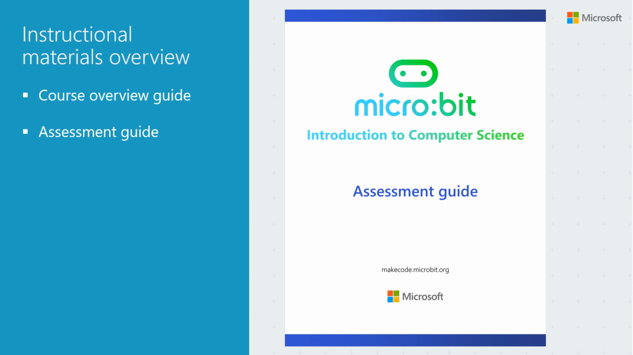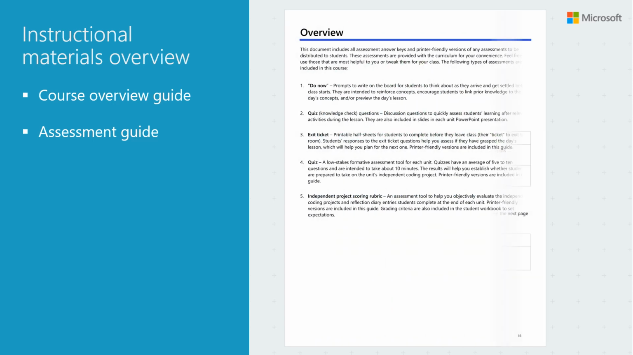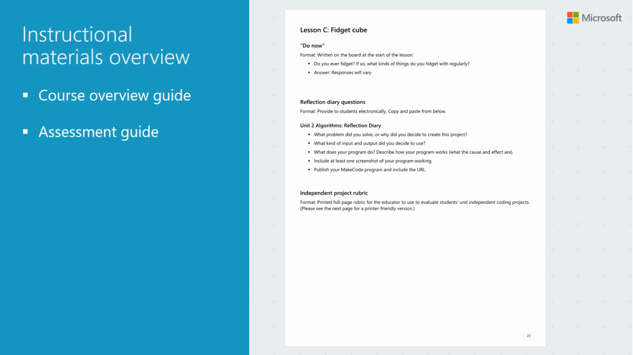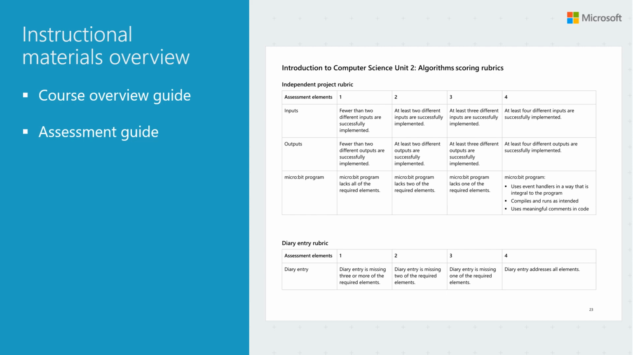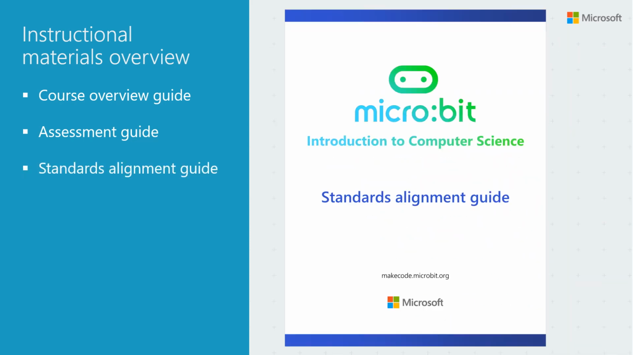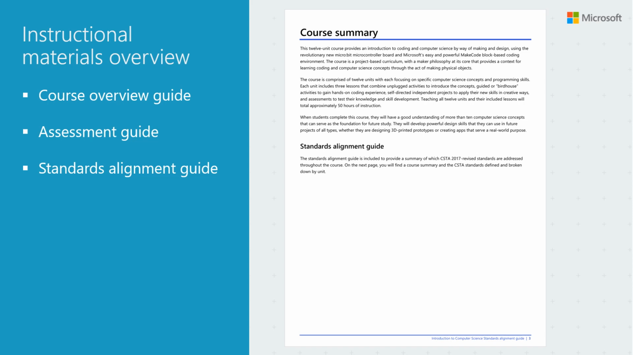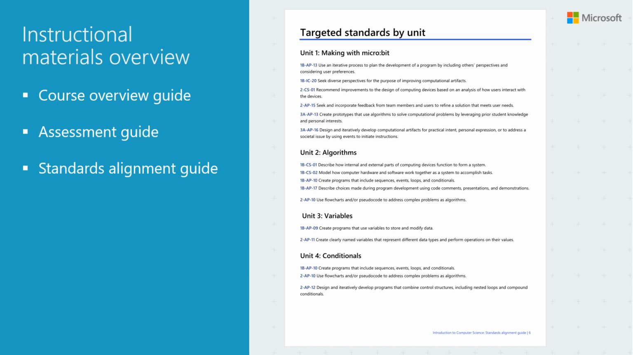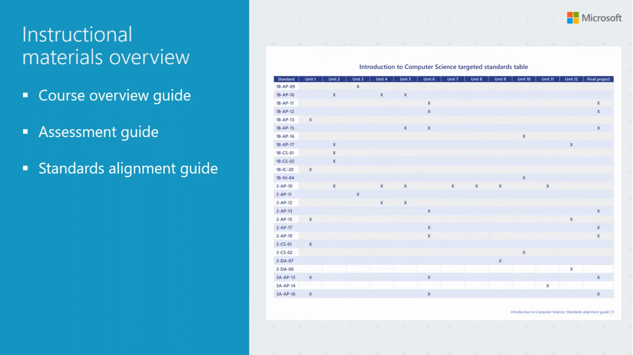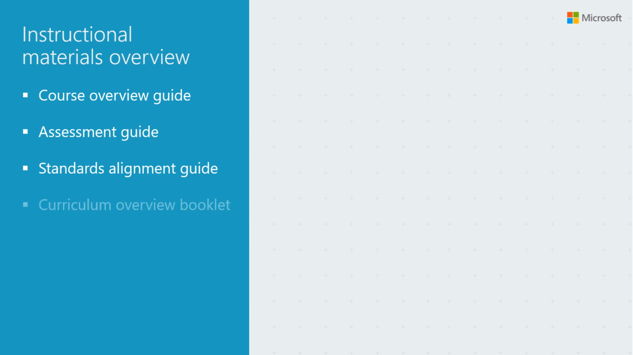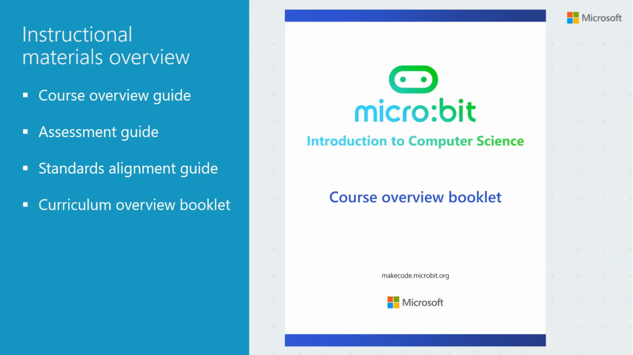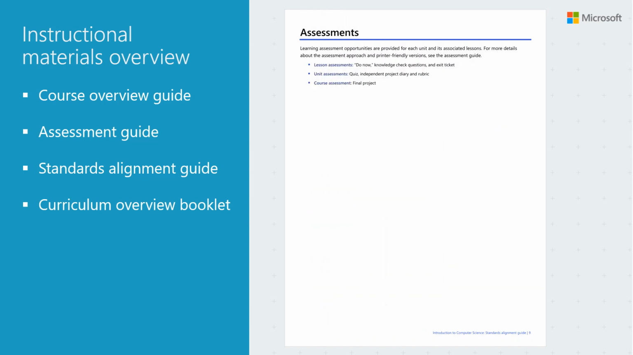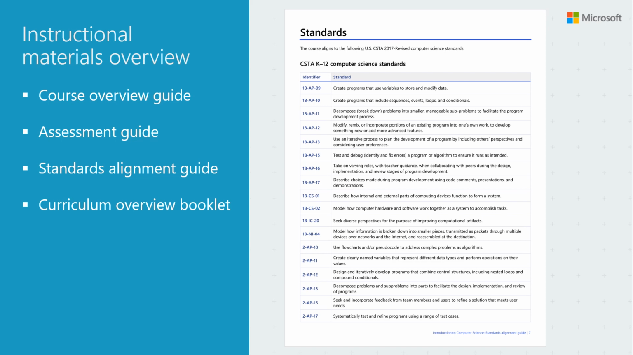Now, we also have an assessment guide with descriptions of the 5 types of assessments, all the answer keys, printer-friendly versions that you can distribute to students, and scoring rubrics. We have a standards alignment guide of all the CSTA K through 12 computer science standards that are addressed in the course and in each unit. And we also have a high-level overview booklet to promote the course to stakeholders such as school district administrators and government partners.